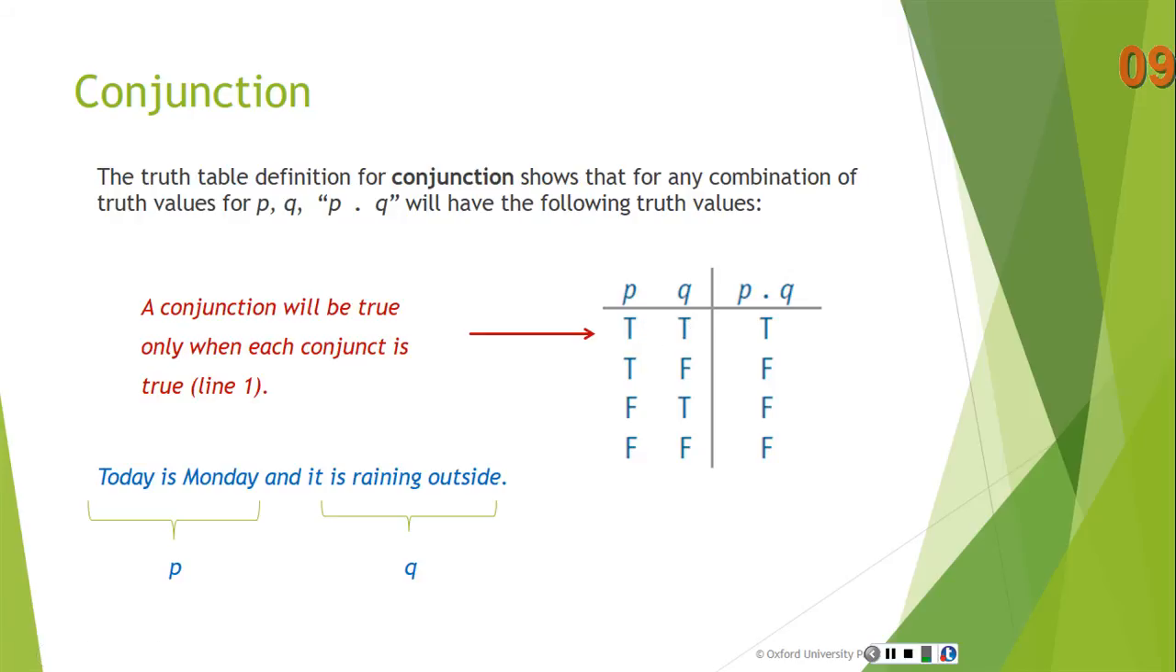So the way you remember the negation is that the negation flips the truth value of the statement it's negating. And then the way to remember a conjunction is just this. Whenever both conjuncts are true, the whole thing is true, and otherwise it's false.